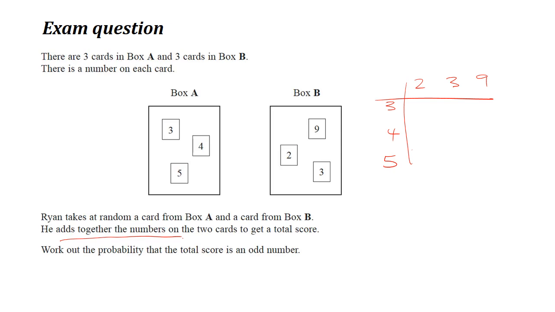So if you've got a 3 from box A and a 2 from box B, that's a total of 5. 3 and 3 gives you a total of 6, and so on. Complete your table showing all of the possible outcomes first of all, and you can see there are 9 possible outcomes. That will be the denominator of your fraction. Work out the probability that the total score is an odd number. So we've got 1, 2, 3, 4 odd numbers, giving us a probability of 4 out of 9.